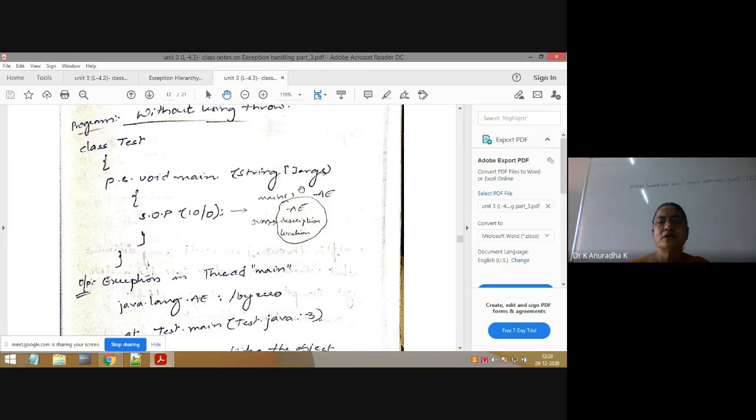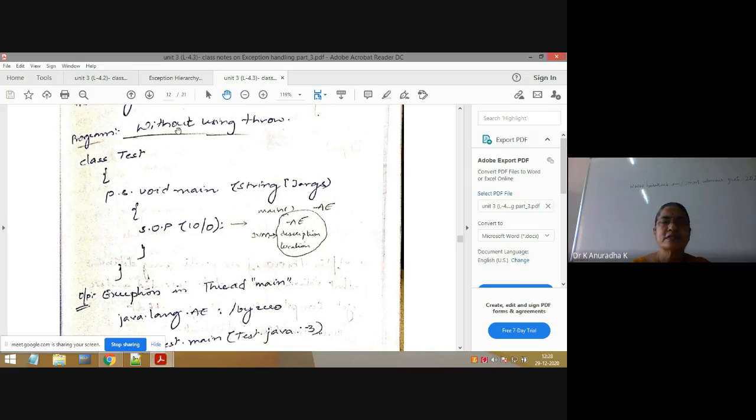Using the throw keyword, the programmer can create the exception object and hand it over to the JVM manually. That is the advantage of the throw keyword in the case of predefined exception handling programs.